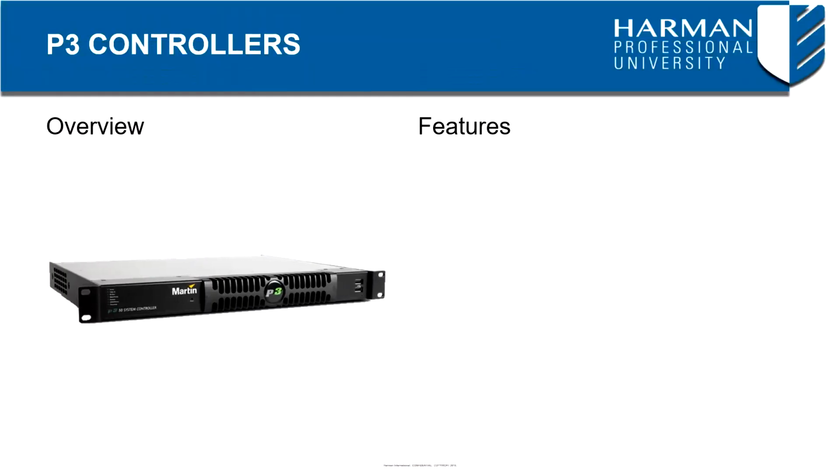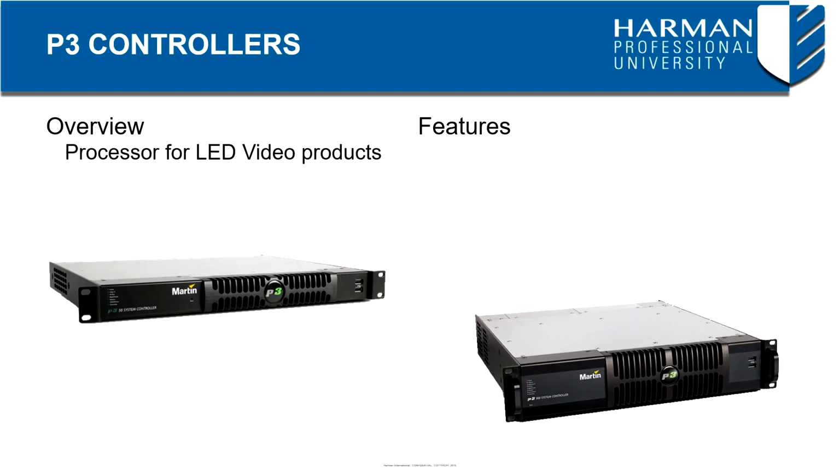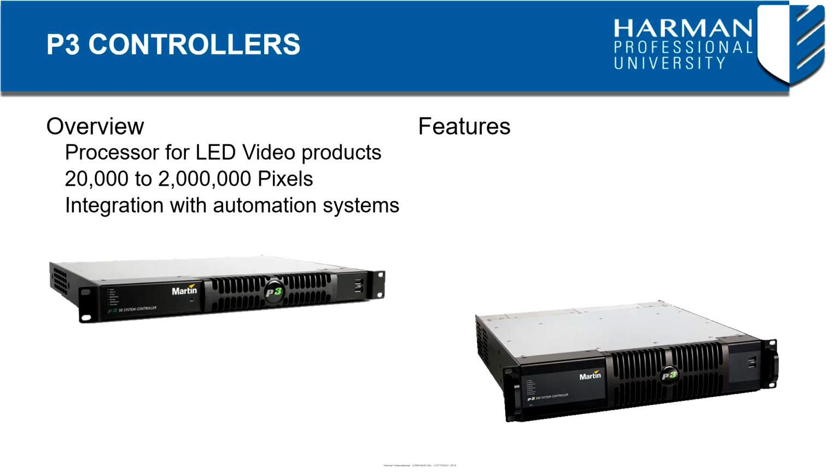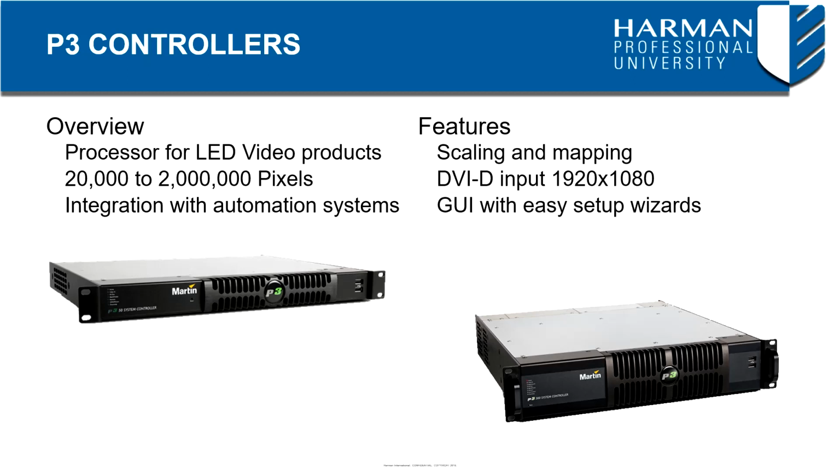The P3 system controllers are a processor for the entire range of Martin LED video products, driving from 20,000 pixels to 2 million pixels. Integration with lighting and automation control is facilitated via integrated DMX, ArtNet, sACN, and KiNet interfaces, featuring a built-in scaler and mapper, DVI-D inputs up to 1920 by 1080, built-in GUI including easy setup wizards to allow the user to easily configure the setup of their installation. All connected products report status and problems back to the controller for easy monitoring and maintenance.